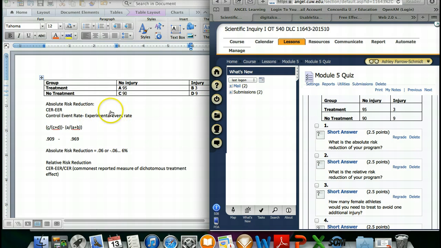Experimental is the same thing as saying cases, or calling it intervention, however you want to look at it. It's the experimental group that you're comparing it to.